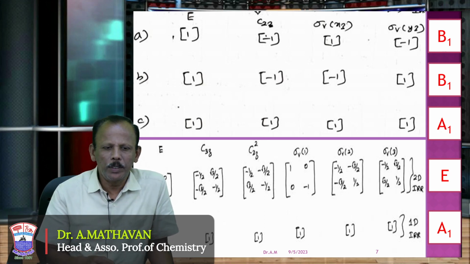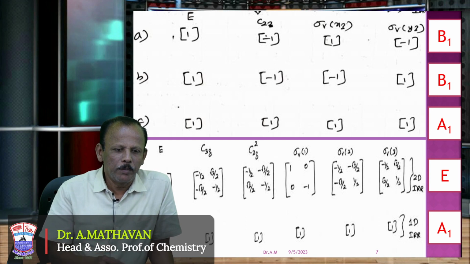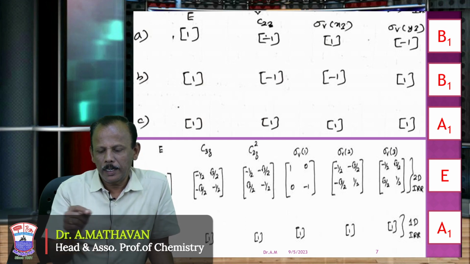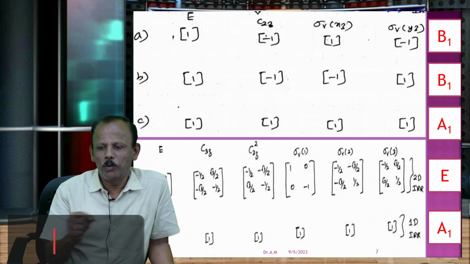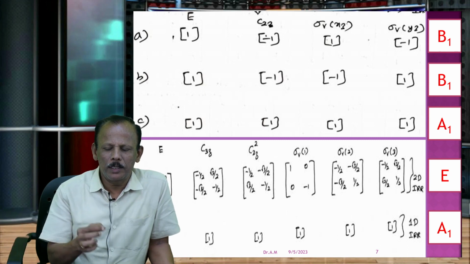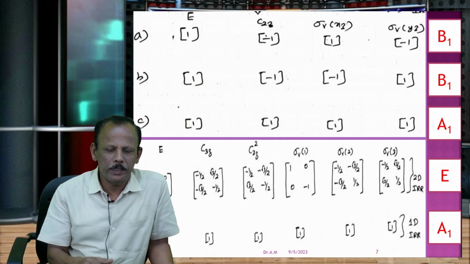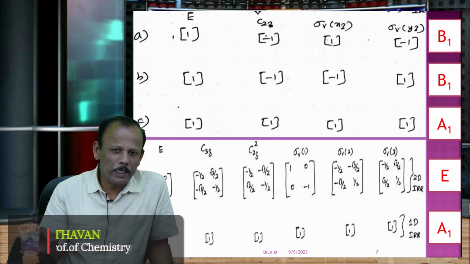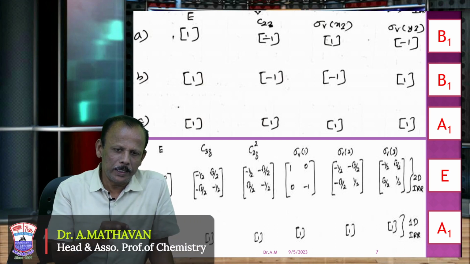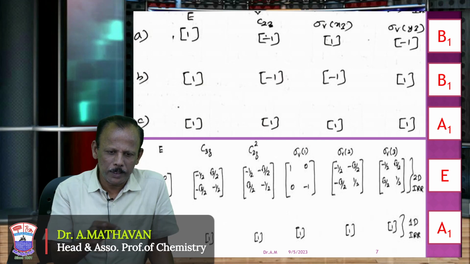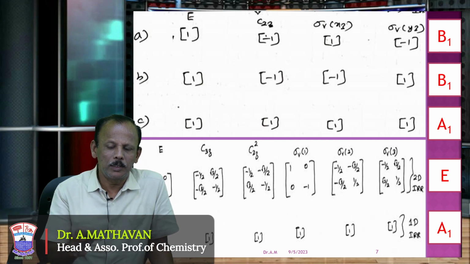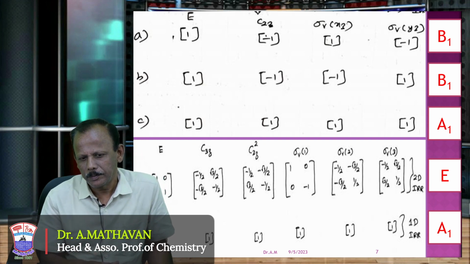The third one has all characters equal to 1, 1, 1, 1. This is the A1 representation, called the totally symmetric representation. When the characters of the matrices corresponding to all the symmetry operations are positive, that is 1 1 1 1, it is the totally symmetric representation. All point groups have this totally symmetric representation.